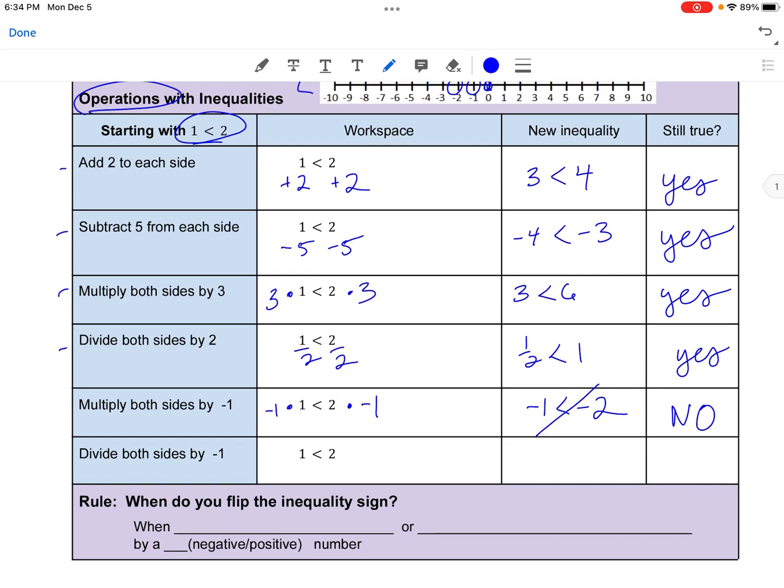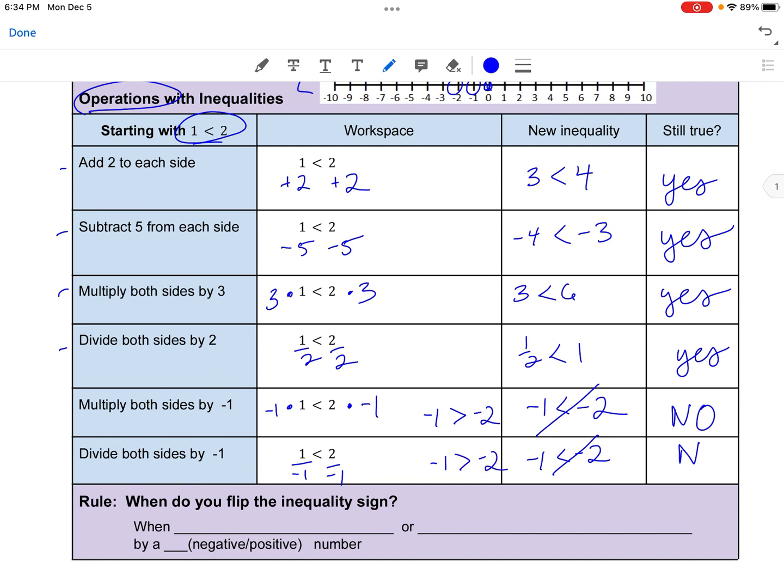What about this? What if we divide both sides by -1? Then we get -1 is less than -2. We get that same thing again. And that's not true. To make that true, we would have to change the direction of the inequality sign. We'd have to say -1 is greater than -2.